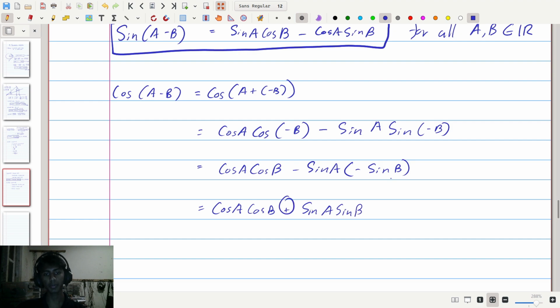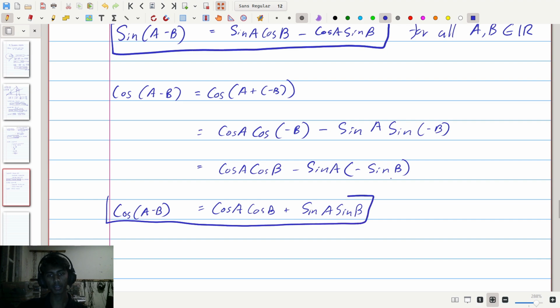So here we can see the minus previously has turned into a plus, because sine of negative b is negative sine of b. And then we can write on the left, cosine of a minus b is equal to cos a cos b plus sine a sine b. Recall, cos a plus b was equal to cos a cos b minus sine a sine b. And this also is an identity. If we have any a and b angles, this will always be true. So we can say once again, for all a and b in the real numbers.